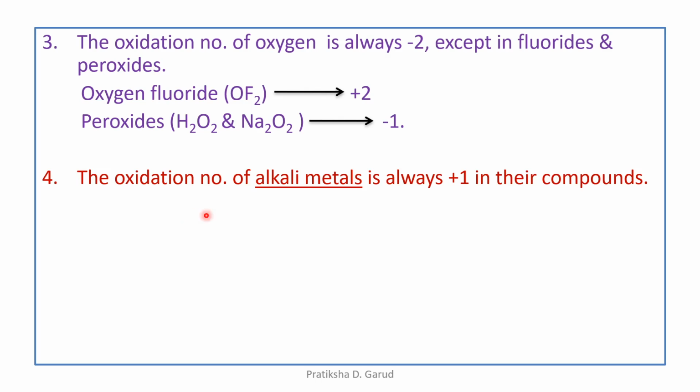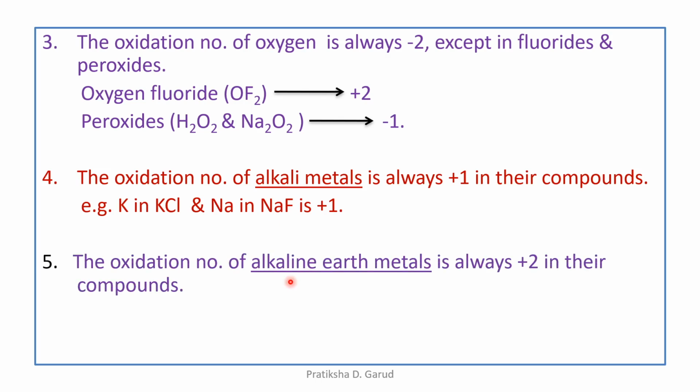Fourth rule, the oxidation number of alkali metals is always +1 in their compounds. For example, potassium in KCl and sodium in NaF, it is always +1. Fifth rule, the oxidation number of alkaline earth metals is always +2 in their compounds. For example, calcium in calcium oxide and magnesium in magnesium oxide is always +2.